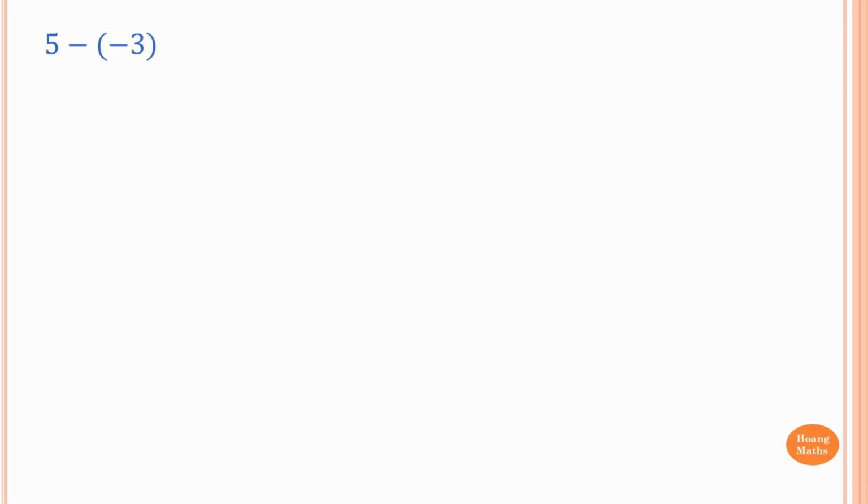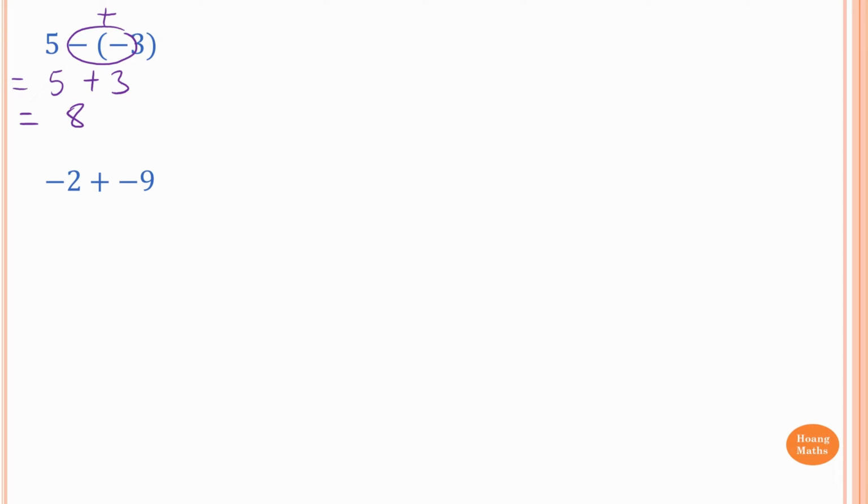First one. So 5 minus negative 3. So we have two negatives next to each other. These two here become a positive. So this means that this is equal to 5 plus 3. And 5 plus 3 is 8.